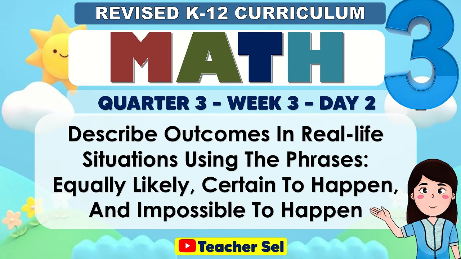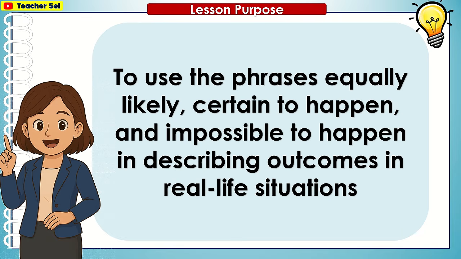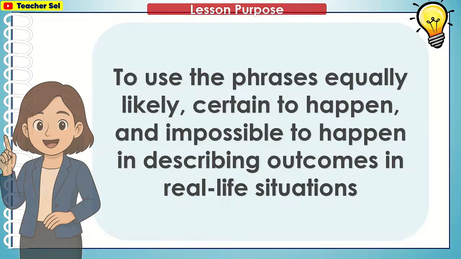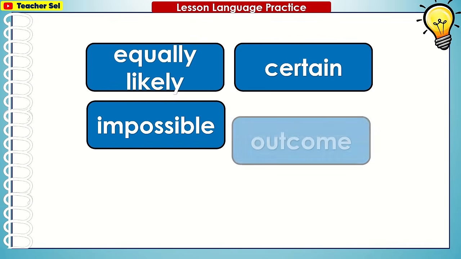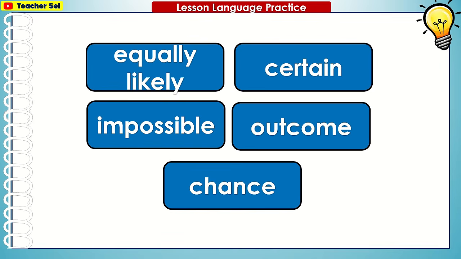For day 2, describe outcomes in real-life situations using the phrases equally likely, certain to happen, and impossible to happen. Our lesson purpose is to use the phrases equally likely, certain to happen, and impossible to happen in describing outcomes in real-life situations. Let's be familiarized with these terms: equally likely, certain, impossible, outcome, chance.